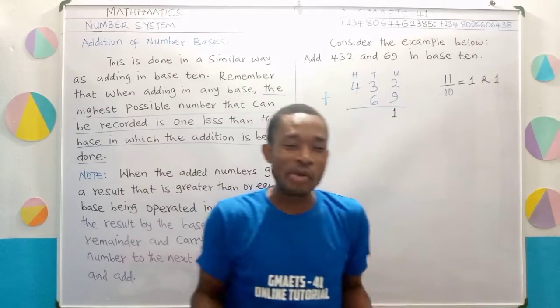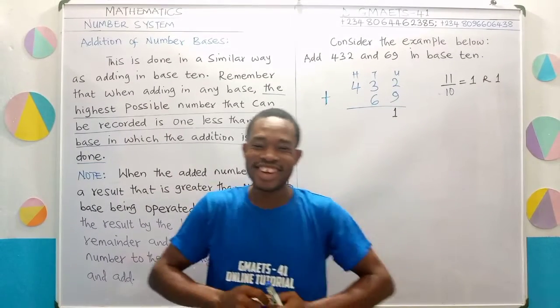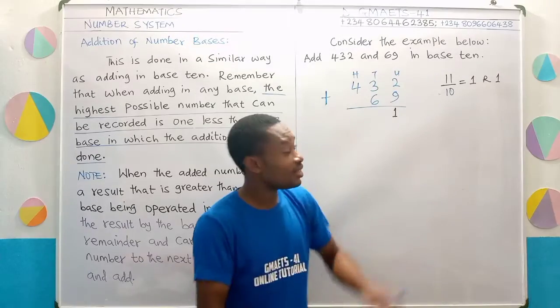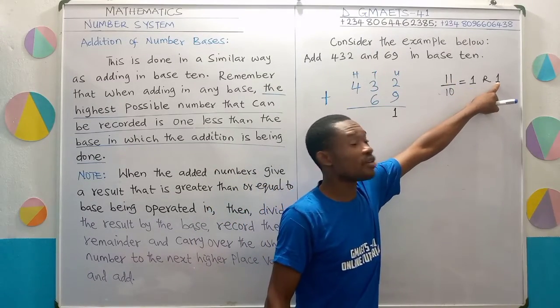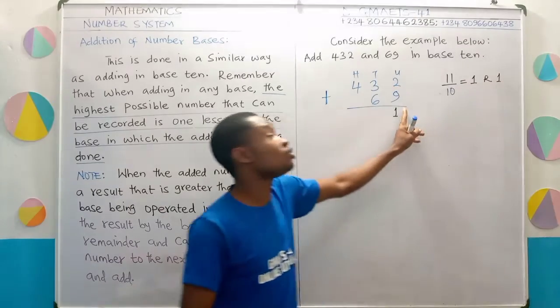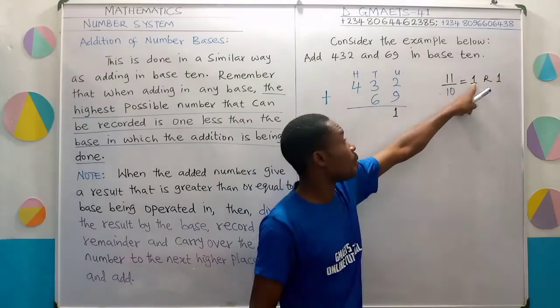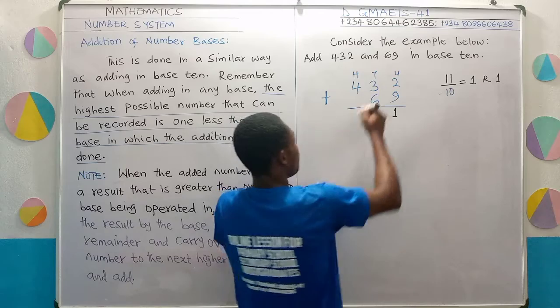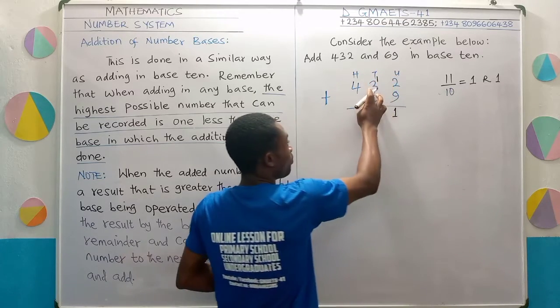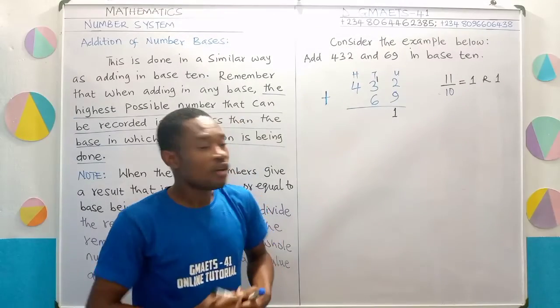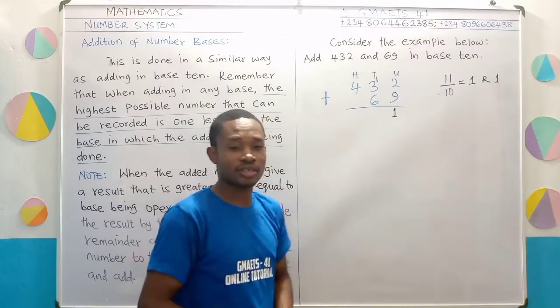So I say 2 plus 9 will give us 1. Actually, it is 11, okay? Look at it. But by calculation, when you divide that 11 by 10, you get the remainder to be 1. So it's the remainder that you record here. The whole number, you move it to the next place value. And then you add. 1 plus 3 will give us 4. 4 plus 6 is 10.